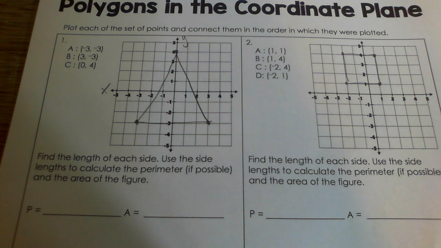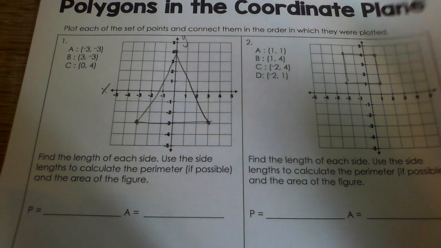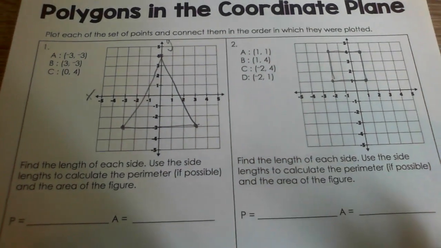So what I'm going to do is go back and take a look at them and let's see what we should have. They're asking us to find the perimeter and the area if possible. So we can't do the perimeter of number 1, but we can definitely find the area because we have the base and we have the height. So let's go ahead and try that out.